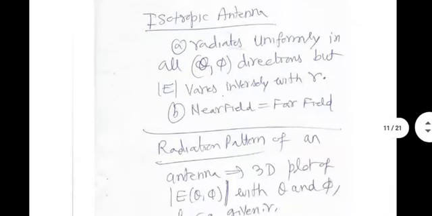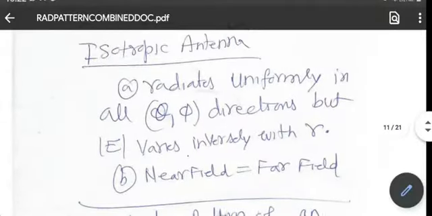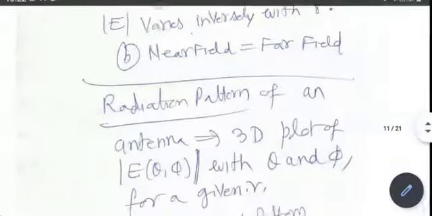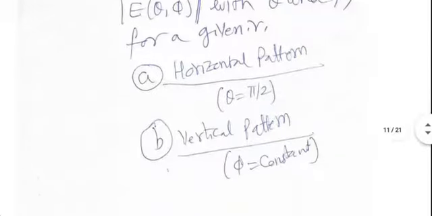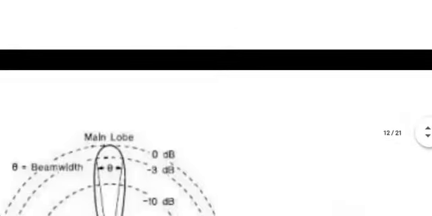Now again, some repetition is there. Isotropic antenna, I've told you several times what it is, and here it's written once again. Radiation pattern, we have already looked at these two possible projections of the 3D plot. Now this is a pictorial description of radiation pattern.